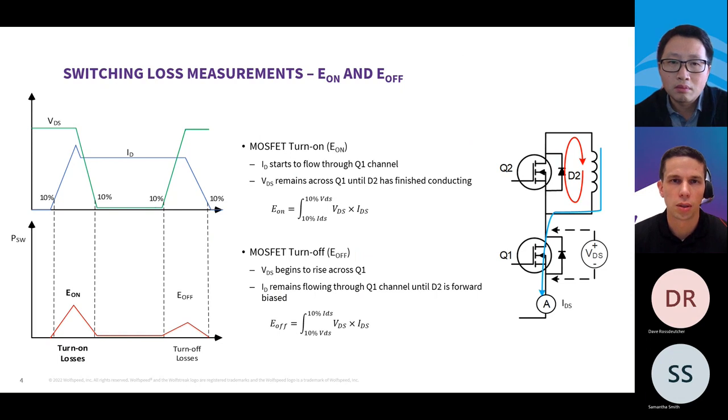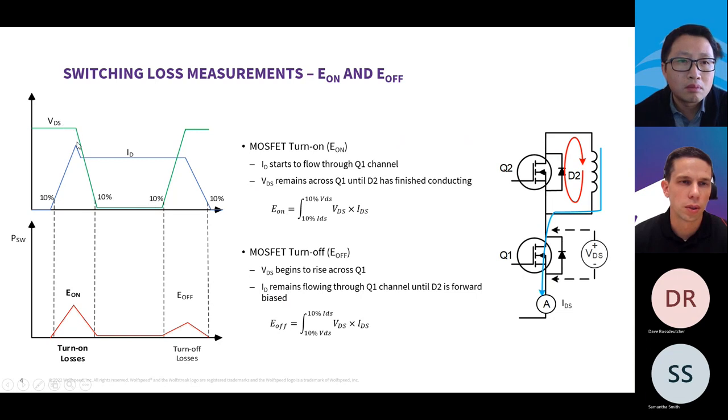Looking at the waveforms here, when it comes to making those energy measurements, the two main things we need to measure are the voltage across the lower switch and the current through that switch. Looking at the top plot here, as that lower switch turns on, you can see the voltage ramps down and the current is ramping up. Multiplying the voltage and the current during that switching event gives you a power, and then integrating that power over the entire time of that switching event gives you the turn on energy.